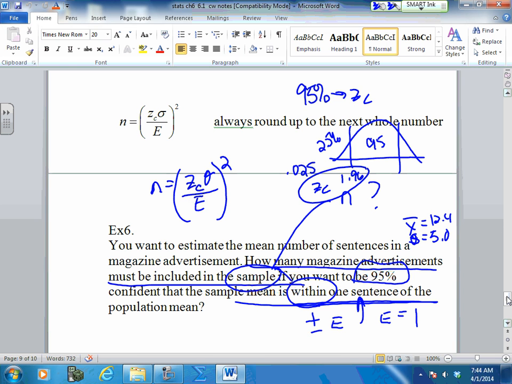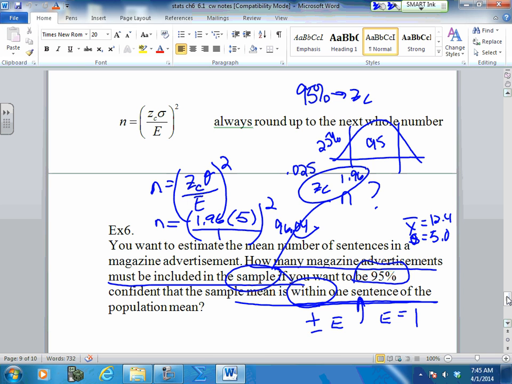So we plug all this in. We take this, we plug in your z-score, your standard deviation, divide by 1, and square it. Once we do this, this will give us how many we should need. When we do that, we get 96.04. And remember, I'll never get an advertisement of a 0.04 part of an advertisement.